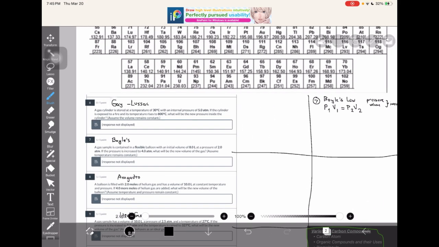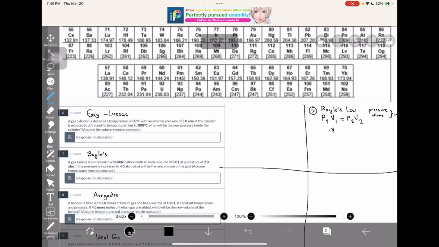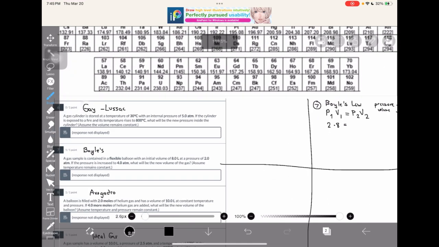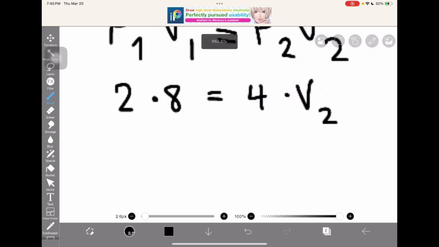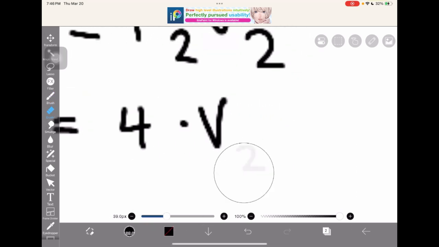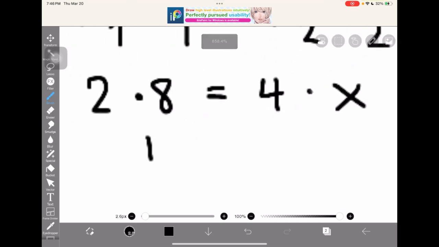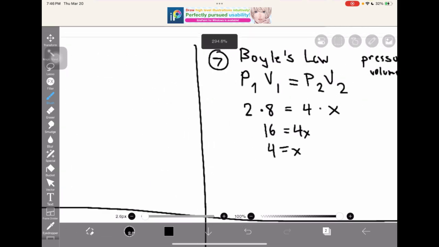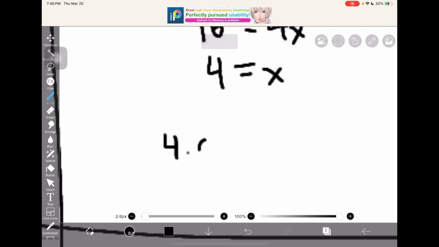So we have 8 liters. A flexible balloon has a volume of 8 liters and a pressure of 2 atmospheres. If the pressure is increased to 4 atmospheres, what will be the new volume? Now, this is very simple, and it doesn't even need a calculator. Let's replace V2, the volume 2, with a variable such as x. So 2 times 8 is equal to 4 times x. That's 16 is equal to 4x. And therefore, 4 is equal to x. And therefore, the answer for number 7 is 4.0 liters.